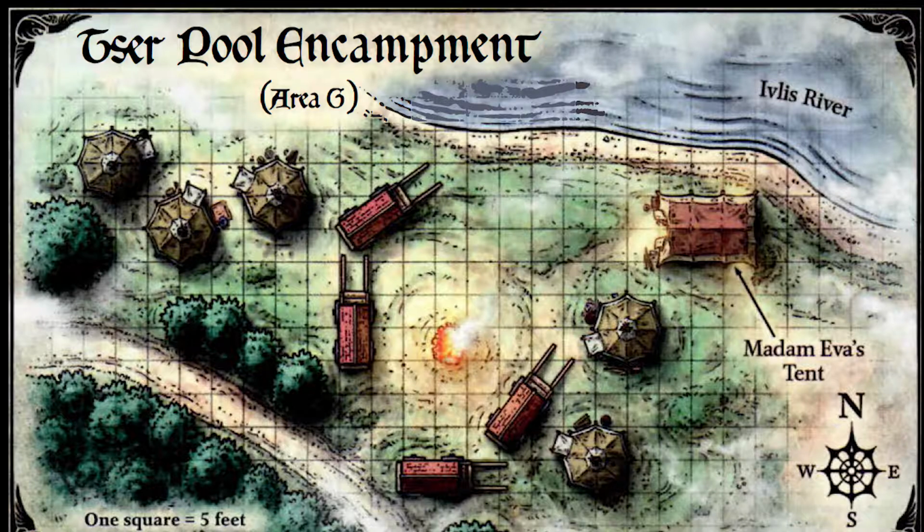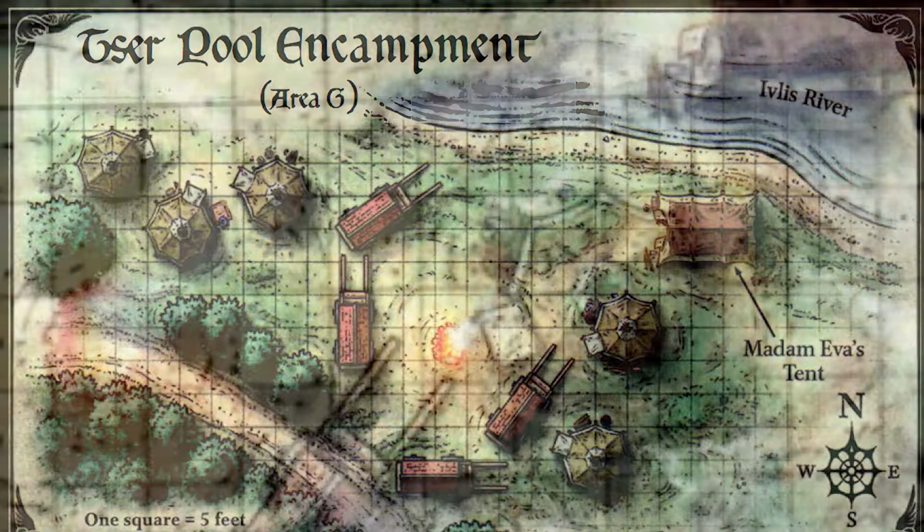Today, we're going to focus on the Tser Pool encampment map, and specifically, we're going to look at a single Vistani tent. When looking at the Vistani tent, you'll notice that it's made up of a total of 8 sections. You have this one section at the top that makes up the overhang. What we're going to focus on first is the internal structure that's made up of 8 walls.